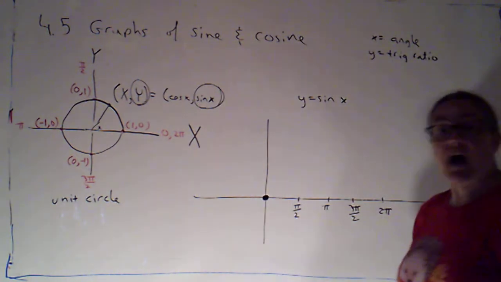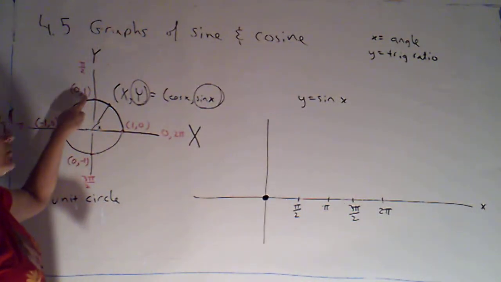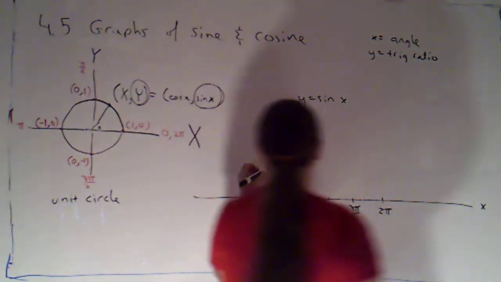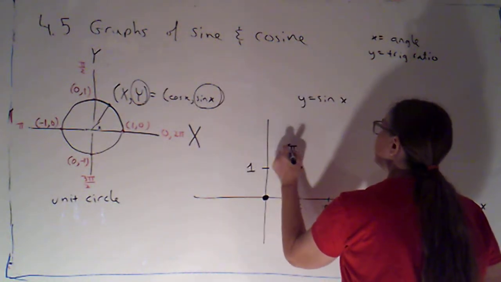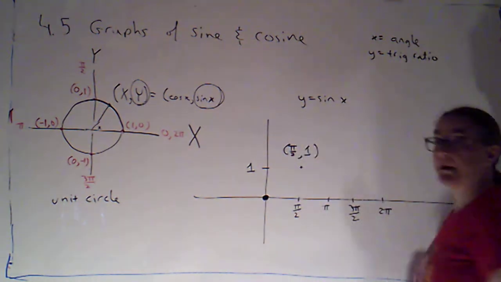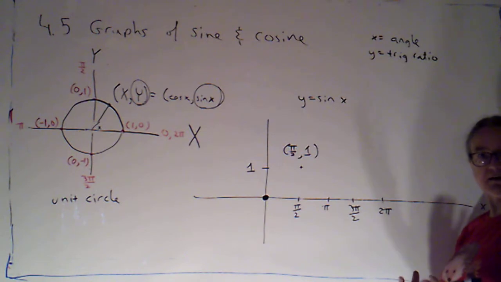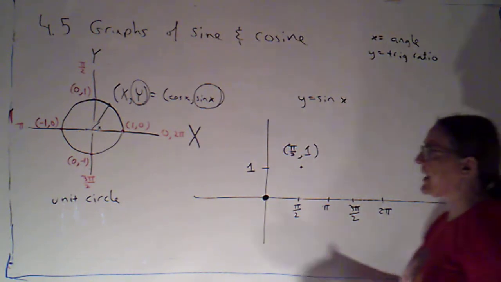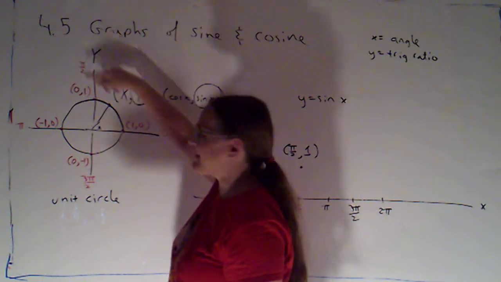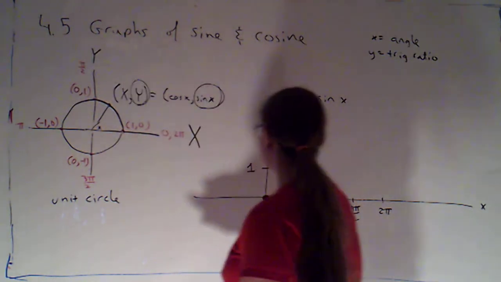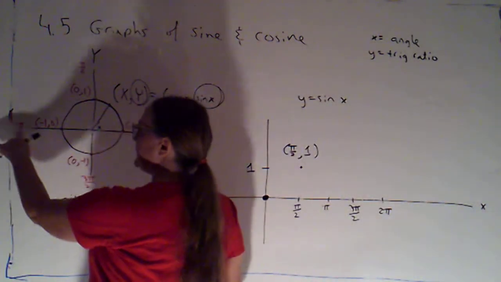When my angle is pi over 2, we've rotated up to here. We're at this point where the capital Y value is 1. So I'm going to have a point here, pi over 2, comma 1. And I can observe that's actually going to be a high point on this graph. Nothing's going to go above that, because if I look over here, there's no point on the unit circle that's higher than that.